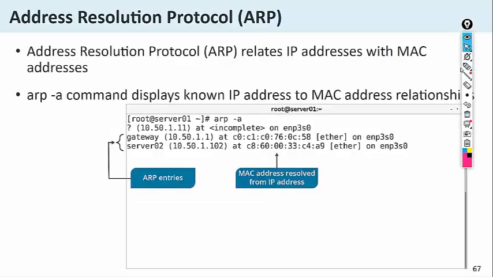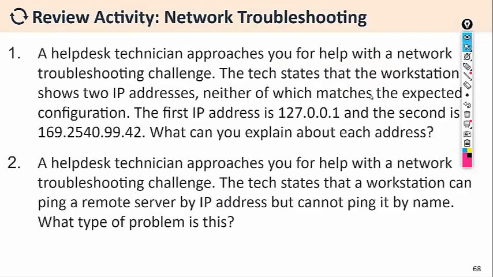Another problem is related to ARP. If you are trying to ping but you are not able to, there is a possibility of an issue with the ARP table. So you can use arp -a, which will display the IP addresses and the associated MAC addresses inside the ARP table. You can use the arp -a option to get this.